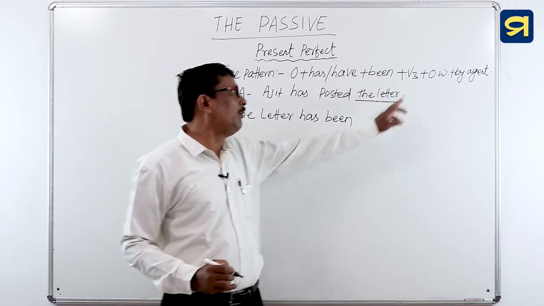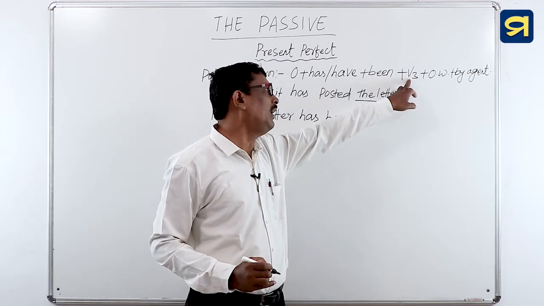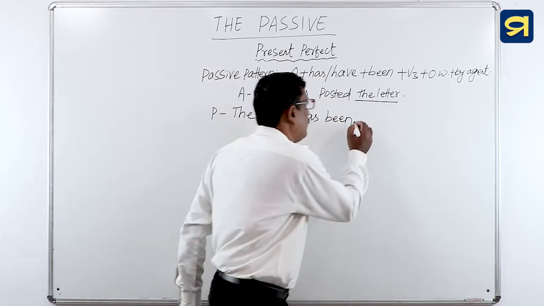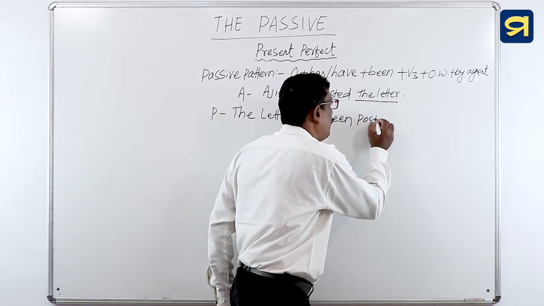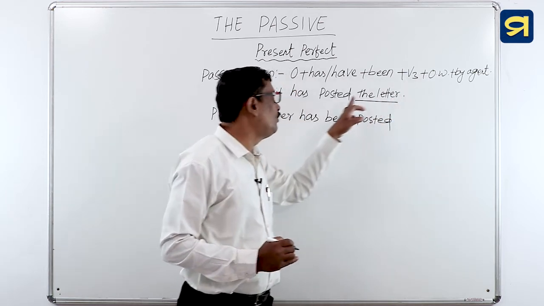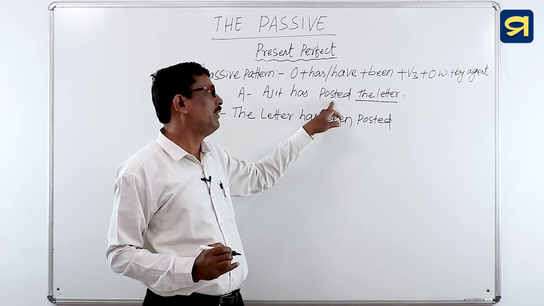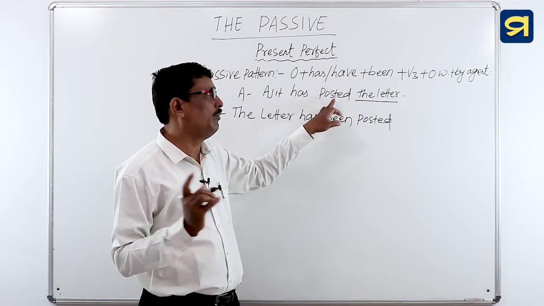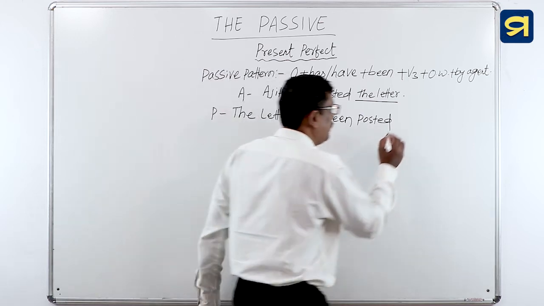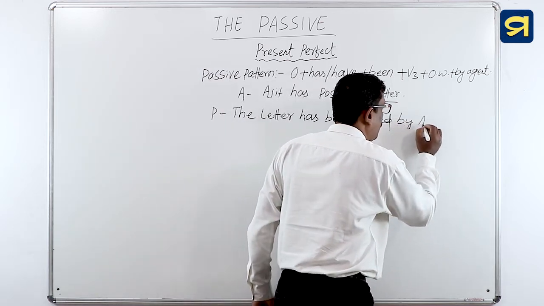After been, what you will use? V3 of the verb. Here V3 has been given. Posted. Then we will use other words. There is no other words in the sentence. Then what you will use? Very good. By agent. So Ajit is the subject of the active voice. So by agent is by Ajit.